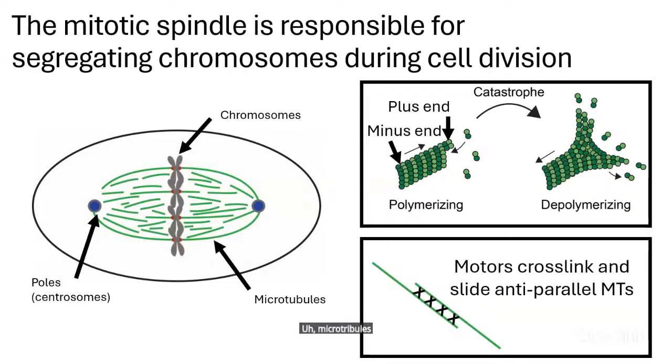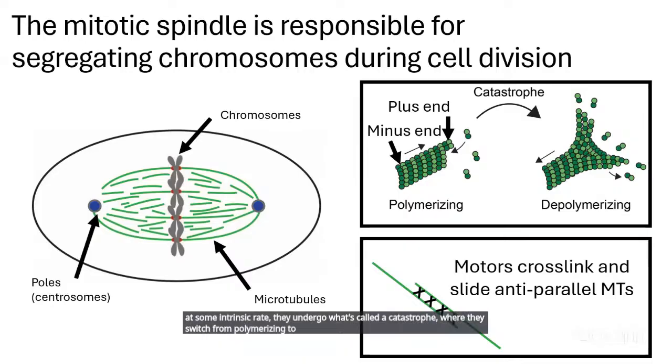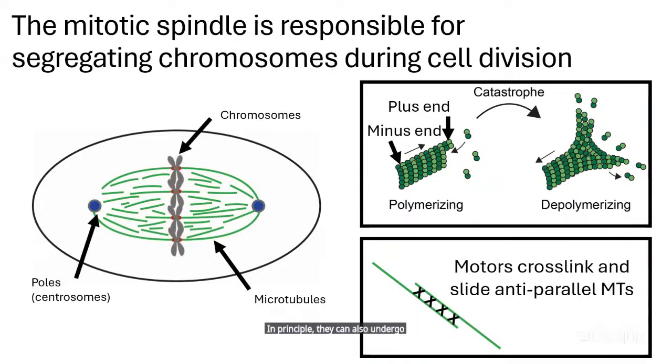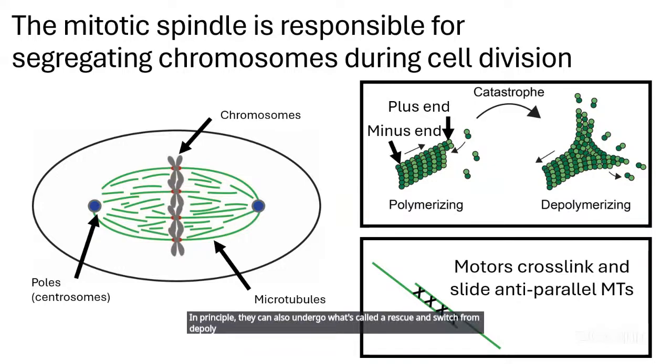Microtubules are polar filaments. They polymerize at their minus ends and grow rapidly towards their plus ends. At some intrinsic rate, they undergo what's called a catastrophe, where they switch from polymerizing to depolymerizing, and then they shrink all the way back to their minus end where they vanish. In principle, they can also undergo what's called a rescue and switch from depolymerizing back to polymerizing, but the rescue rates in the spindle are so low that they're typically neglected.